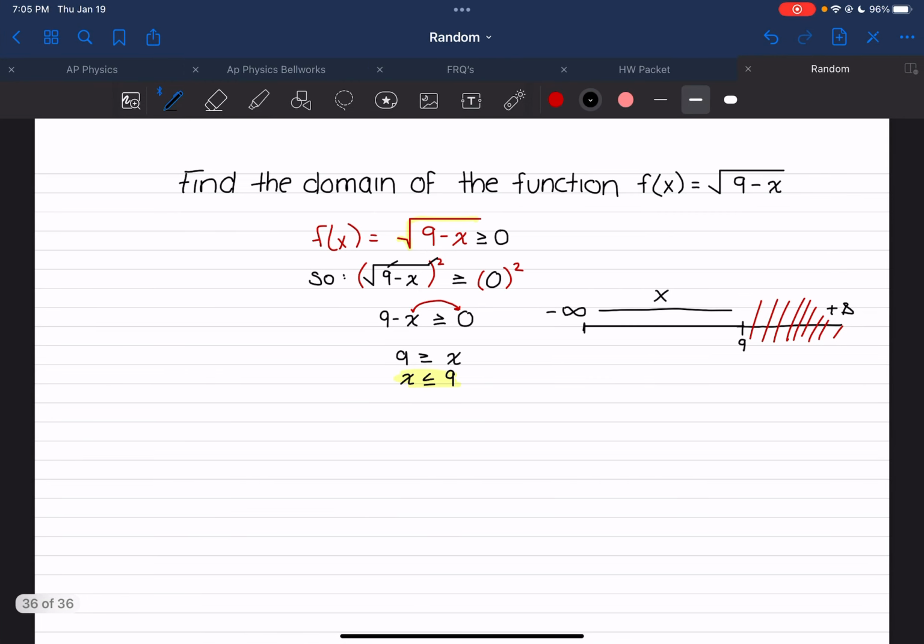So the interval would be negative infinity to 9, and infinity is always in parentheses, and then 9 is included, so we put brackets because this indicates that it's included, and it indicates as well that x can be 9.